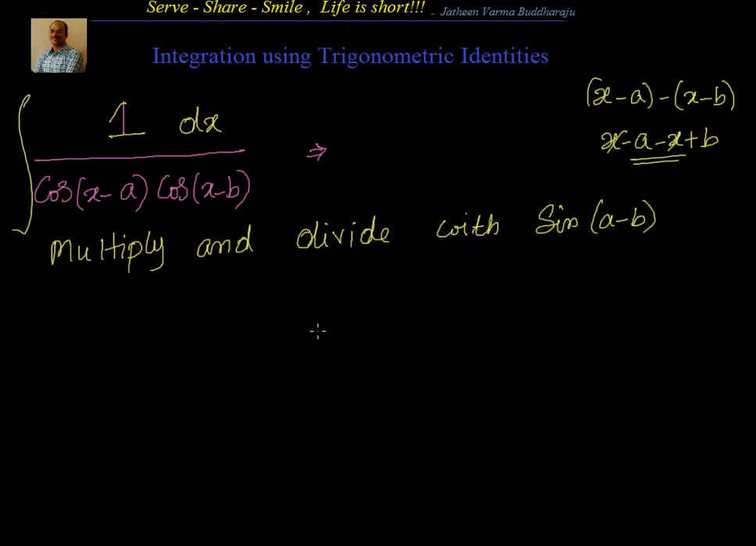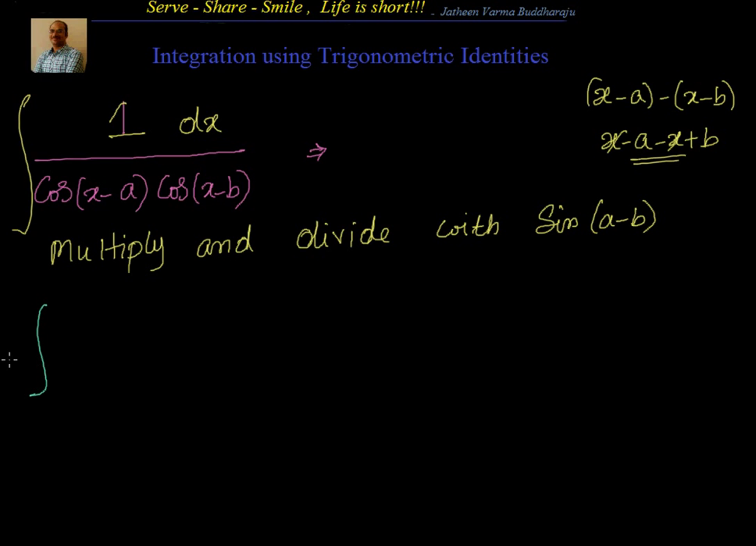Now I will tell you at the end of the problem why we are taking sin of a minus b, why we are not taking cos of a minus b, because at the end a minus b is a constant. You can apply any function on that. What is the advantage you are getting by taking sin instead of cos? Okay, let's go to the next step.